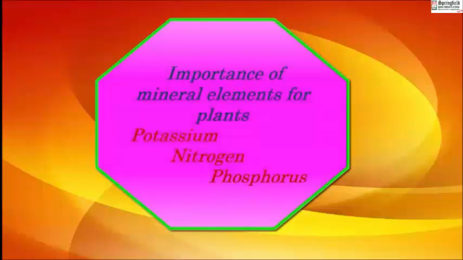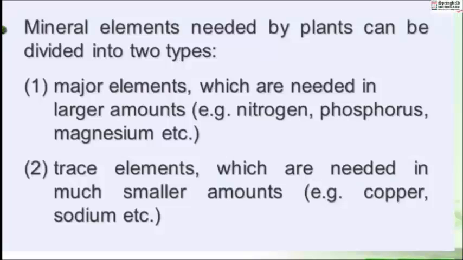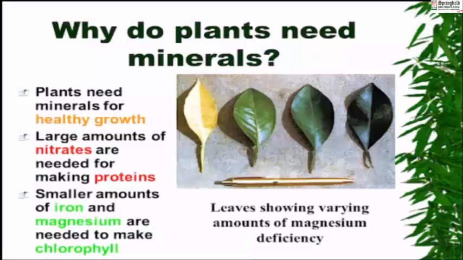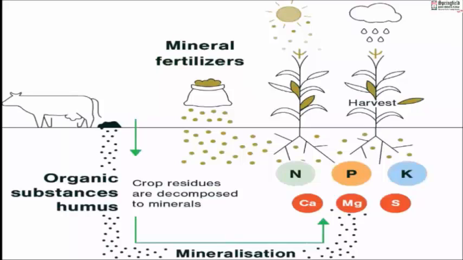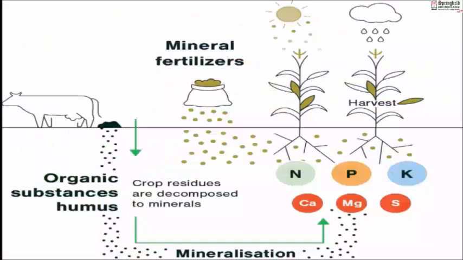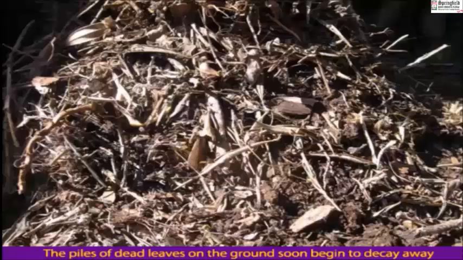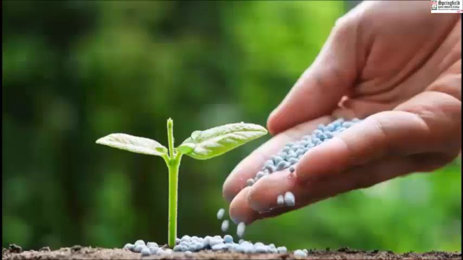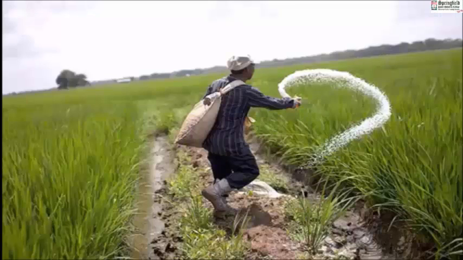In this topic, the importance of mineral elements for plants is being described. So plants need, besides carbon dioxide and water, mineral elements also. They need them for their growth, to make protein. And where do these mineral elements come from? They can come either naturally from decayed dead organic matter from the plants and the animals, or from the waste material, or from adding artificial fertilizers, which contain all the essential mineral elements, by the farmers.